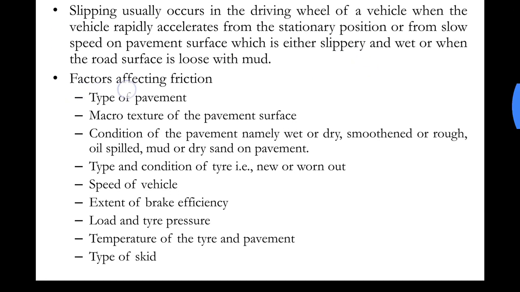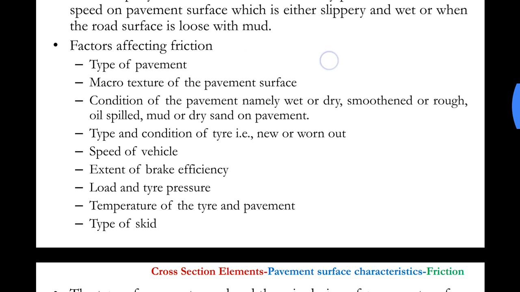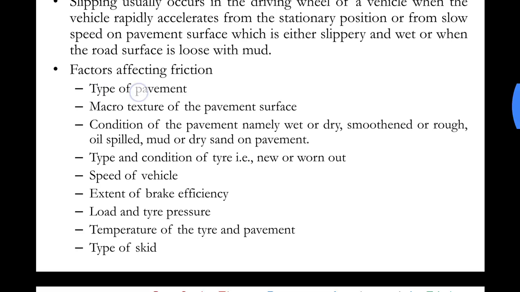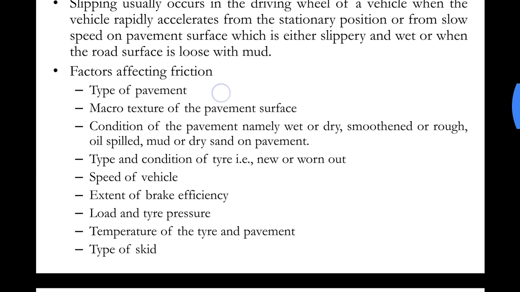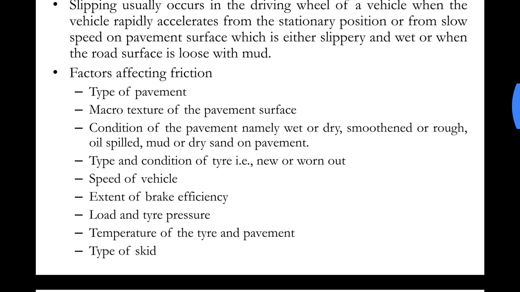Now, what are the factors that affect friction? There are a few factors which affect friction. They are type of pavement. The pavement might be rigid or flexible. Under flexible we have either bituminous or tar pavements. In the case of rigid pavements, since they are made of cement concrete, in order to provide friction we need to cut lateral grooves on the surface of the pavement. But in the case of bituminous or flexible pavements, there is grain present.